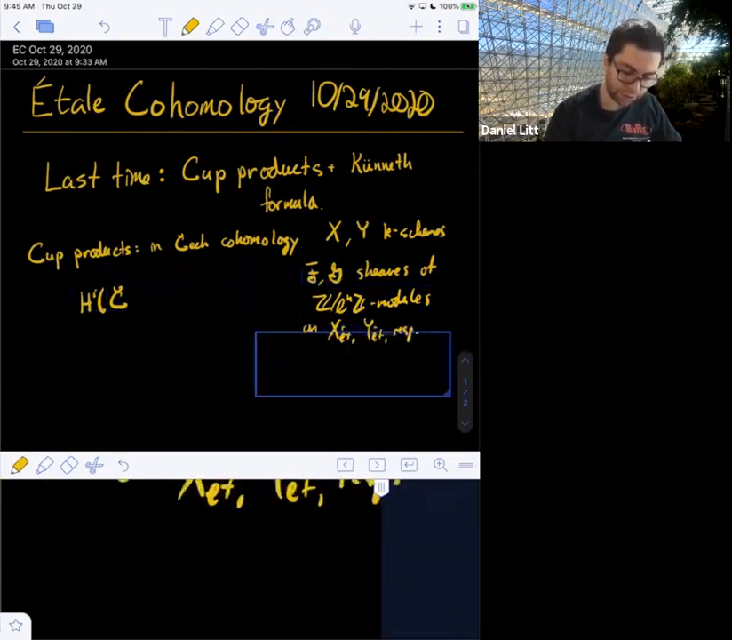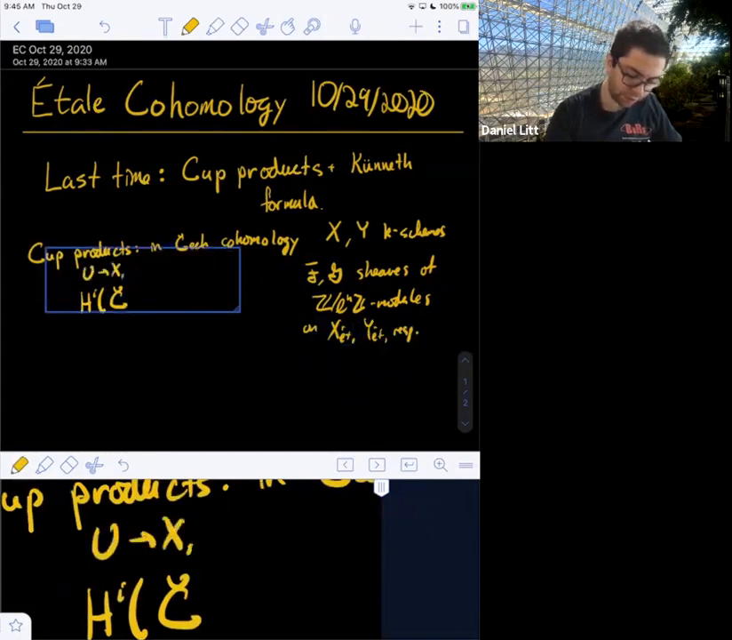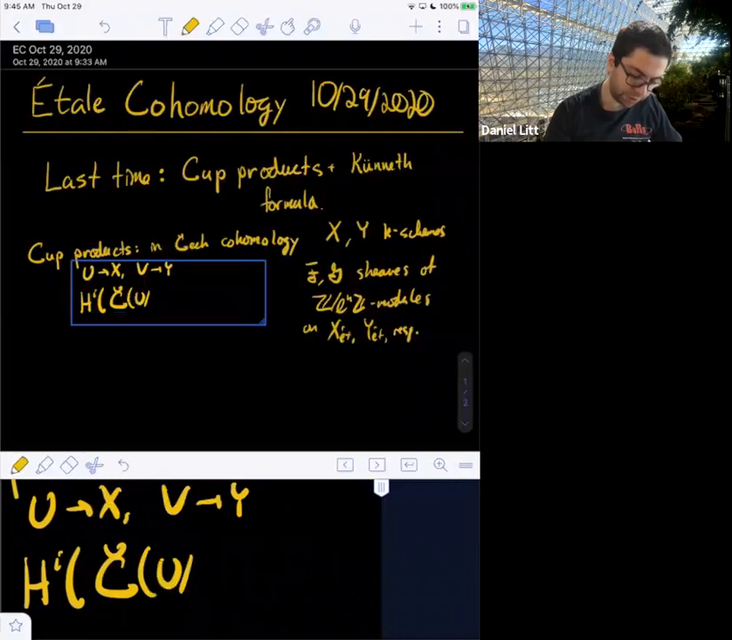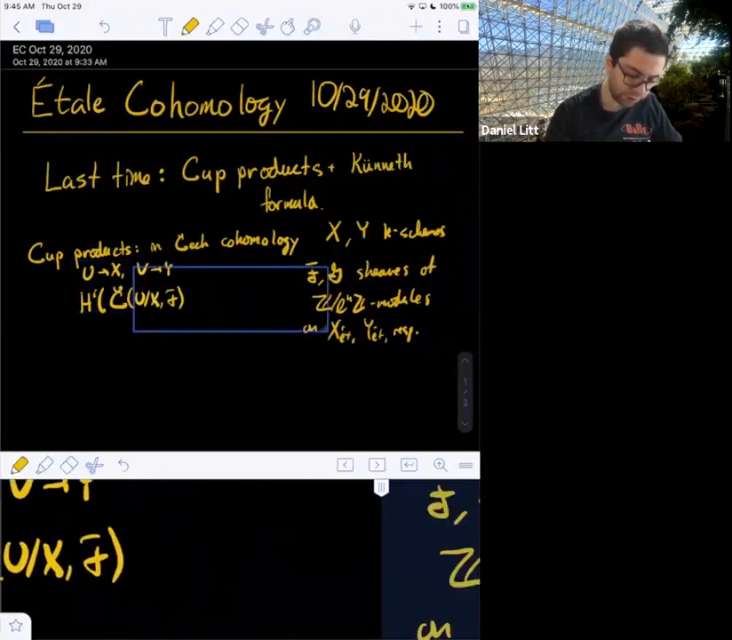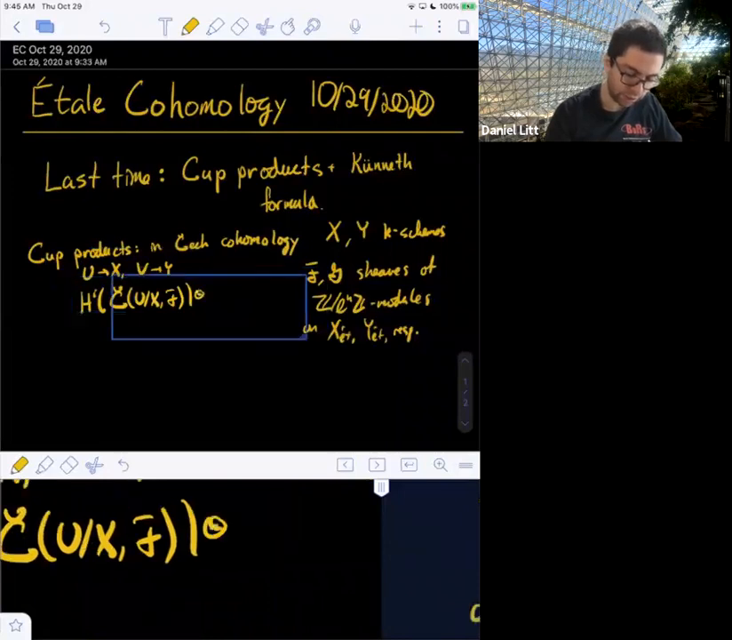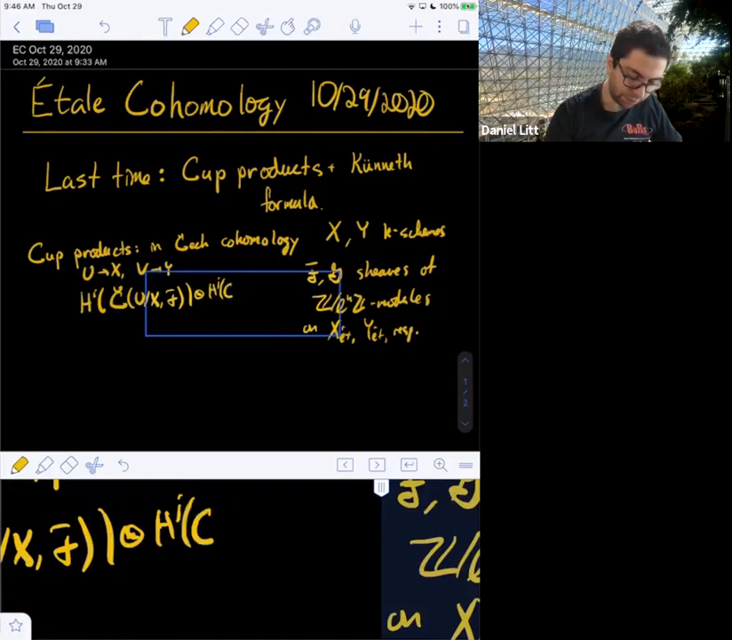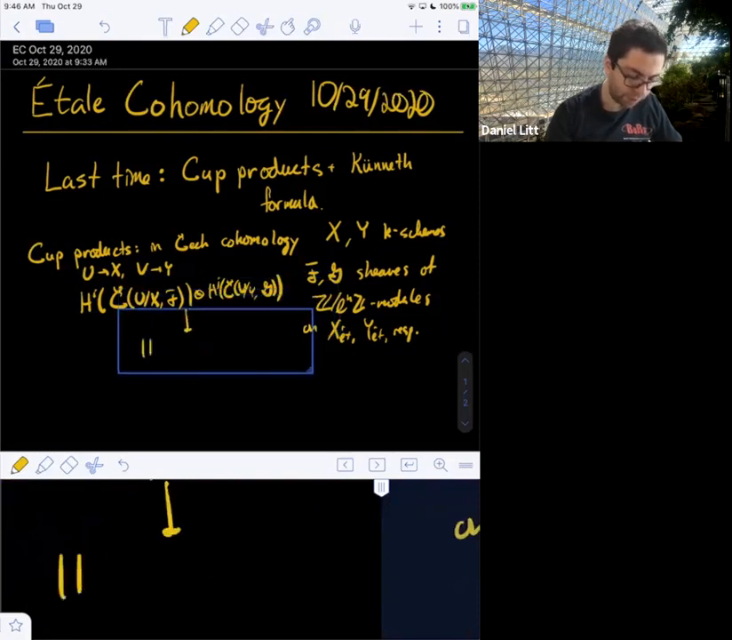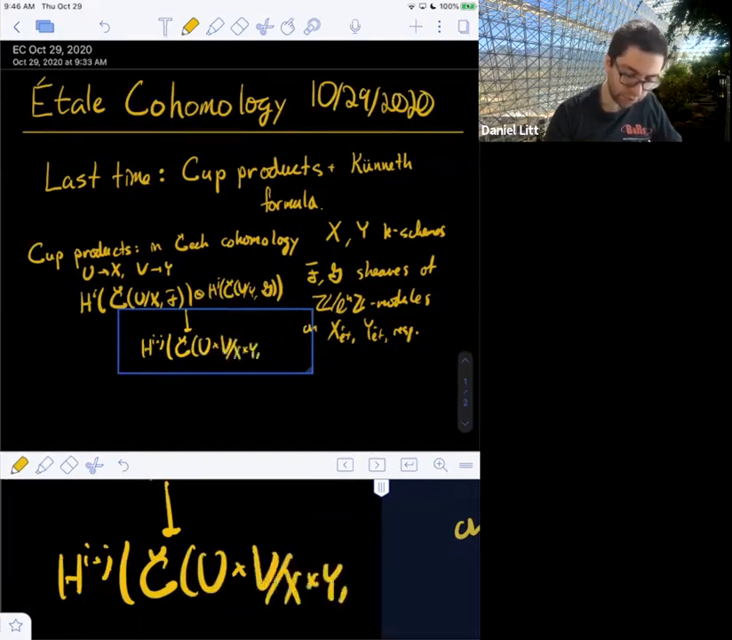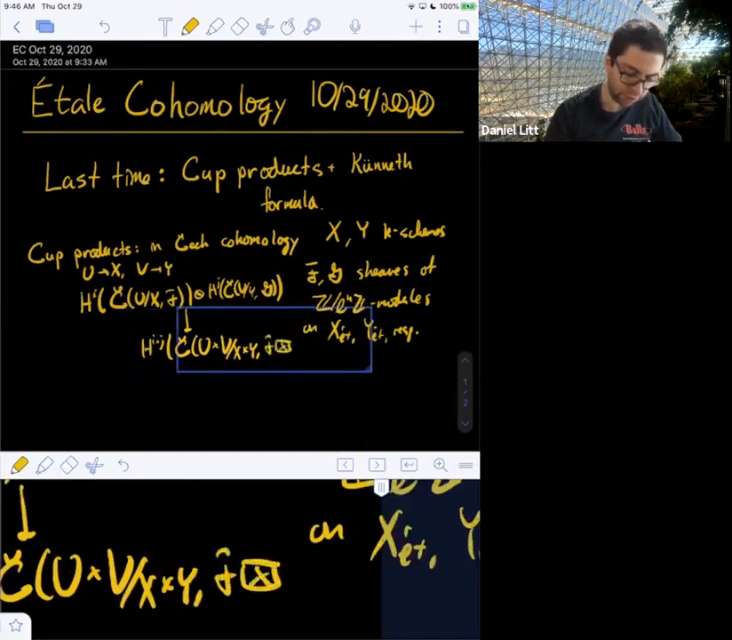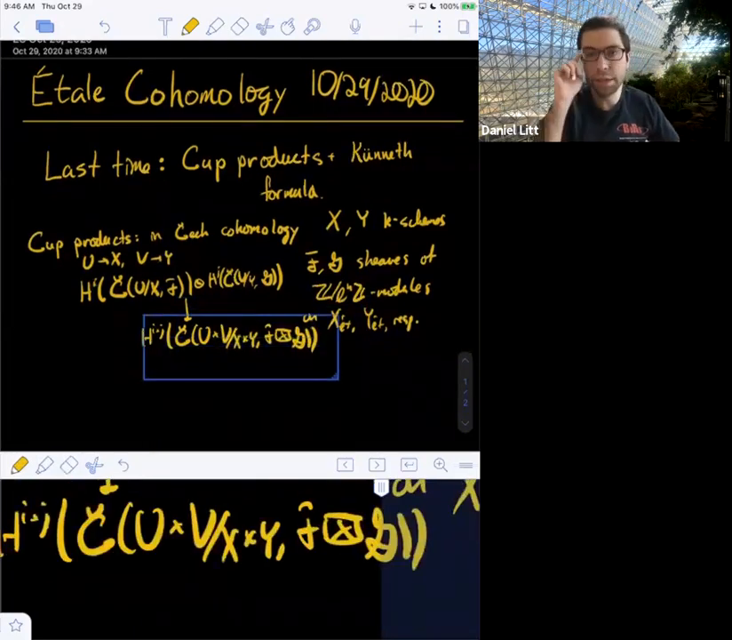So then, given a cover U to X and V to Y, we can take the Čech complex of U over X with coefficients in F, take its cohomology, and tensor that with H^j of the Čech complex of V over Y, G. And then my claim is that there's a map to H^(i+j) of the Čech complex of U cross V over X cross Y, and then I'll write just F box tensor G. This box tensor means you pull back along one of the projections and pull back along the other projection and then tensor them together.